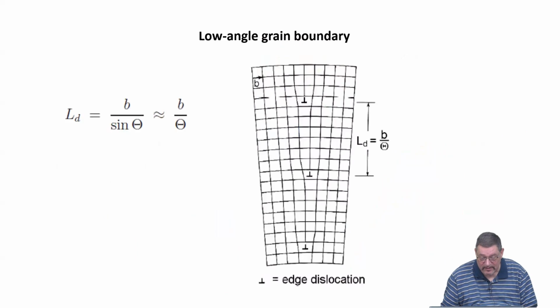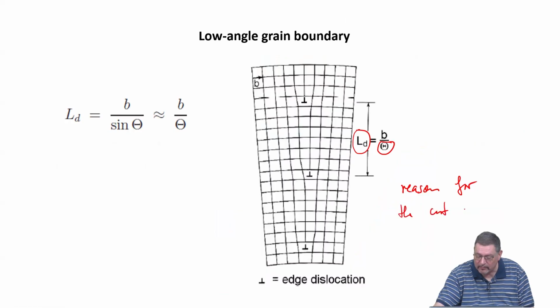Yeah, so segregation is not included. Yeah, this is what I just told. So you have this picture of low angle boundary, and important is this correlation between misorientation angle and the distance between these, in this case, edge dislocations. And this is why we have a reason for the cutoff at about 10 to 15 degrees for dislocation-based description.